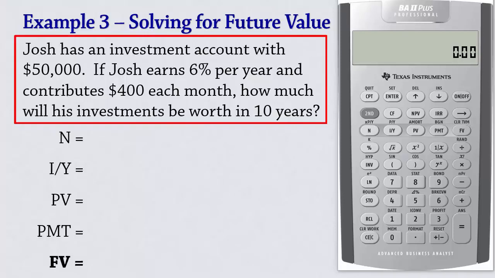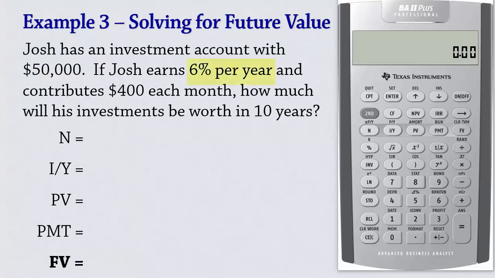Next, let's solve for future value. Josh has an investment account with $50,000. If Josh earns 6% per year and contributes $400 each month, how much will his investments be worth in 10 years? Note here that interest is compounded per year. Therefore, interest will not be applied to the $400 monthly payments until after 1 year. That is, until the payments add up to 12 times 400, which is 4,800. In essence, we actually have 10 conversion periods over the 10 years.